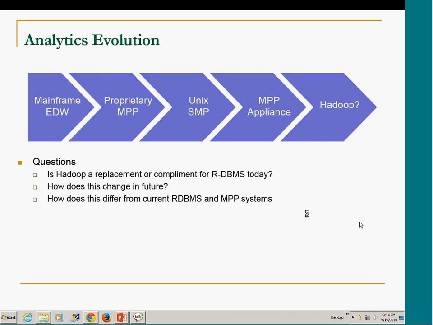So, analytics evolution. We started with mainframes and enterprise data warehouses. Then slowly we entered into proprietary software like massively parallel processing systems, like Teradata and Netezza. All those are called massively parallel processing systems. Then we came into Unix-based systems and parallel processing appliances required for analytics purposes. Then the stage we are entering into is Hadoop. There's still a question mark. The market is still analyzing Hadoop. Every company is still at the pilot level as of now.